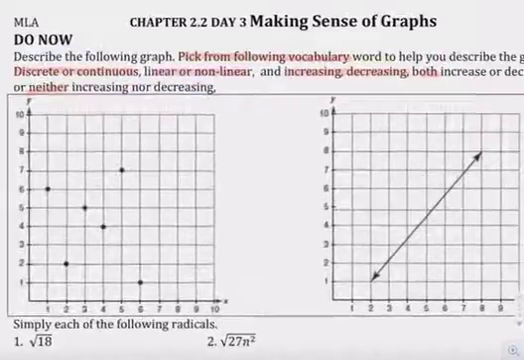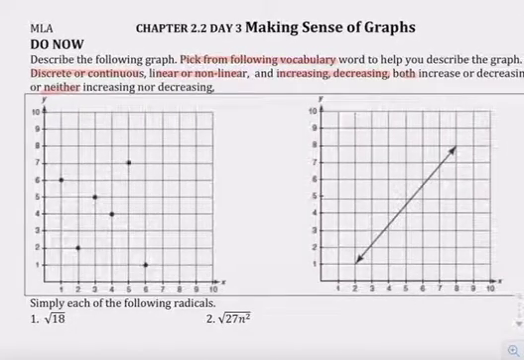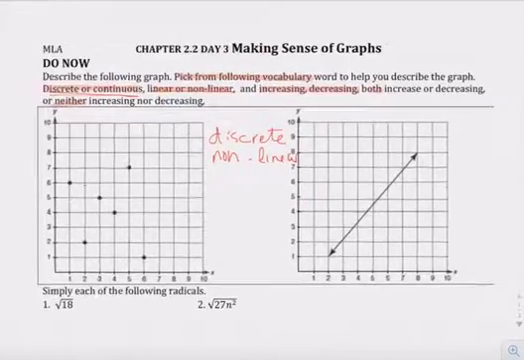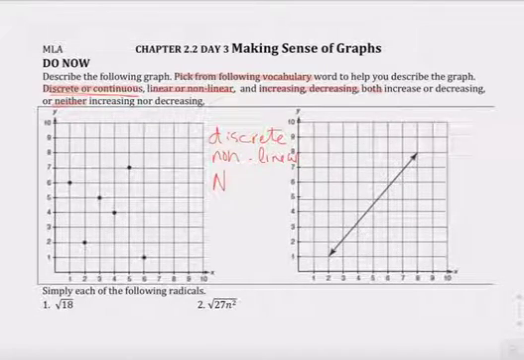So the first one: is it discrete or continuous? The first one is discrete because they're dotted. Linear or nonlinear? Nonlinear, because it's not a line. Increasing, decreasing, both, or neither? It's neither.